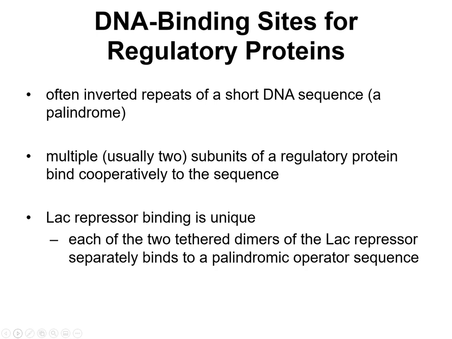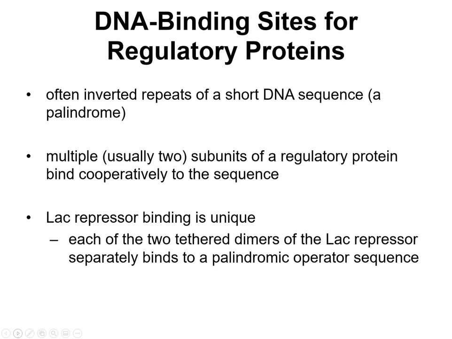Oftentimes, what DNA binding sites look like are inverted repeats of a short sequence, also known as a palindrome. So think about when we were talking about restriction endonucleases in chapter 9. The majority of those recognition sites are also palindromes. So what we're talking about here with DNA binding sites applies not just to the regulatory proteins that bind DNA, but also to other proteins that work with DNA, like exonucleases and endonucleases.